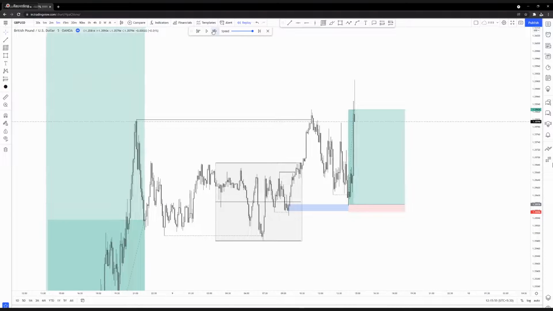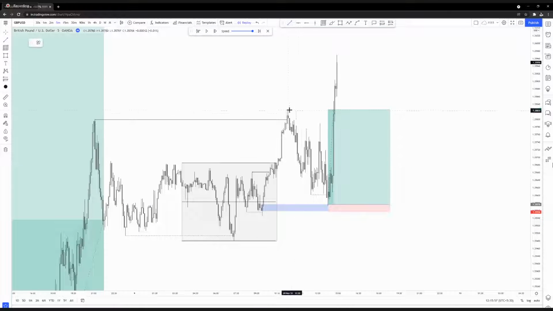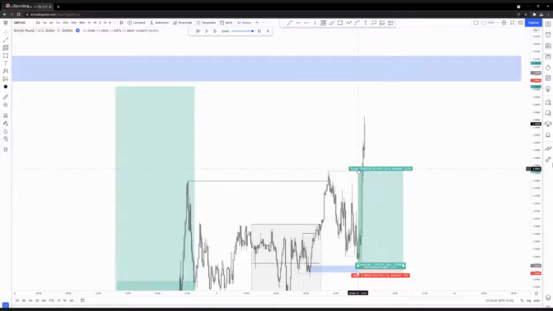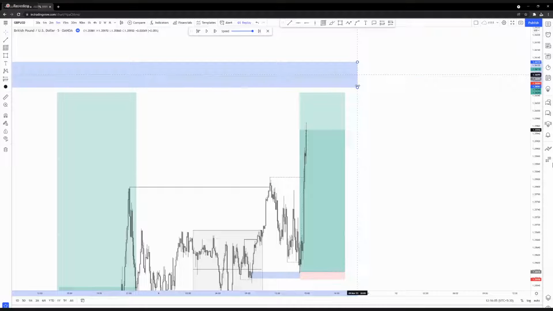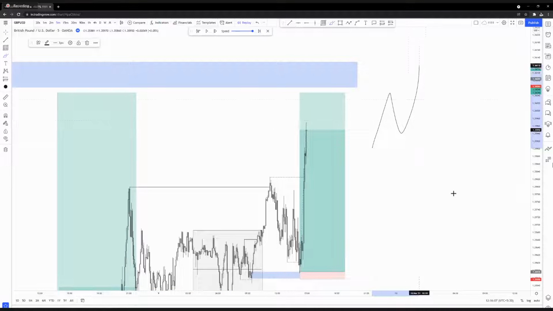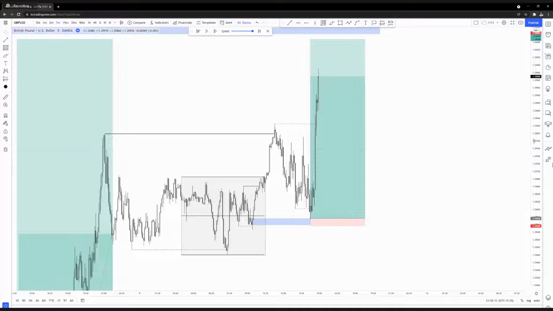And what happened? Bam. Very quick. Into the targets. Take your partials. Leave a runner, like this, into these areas. And you know what to do. When price gets here, that's it, right? That's all you want to see. So let's wait.